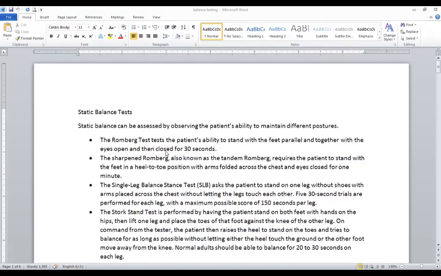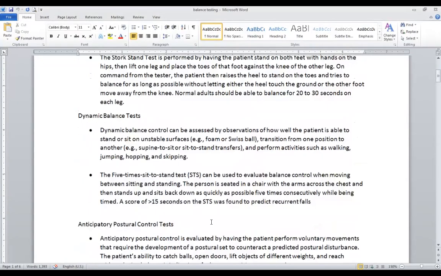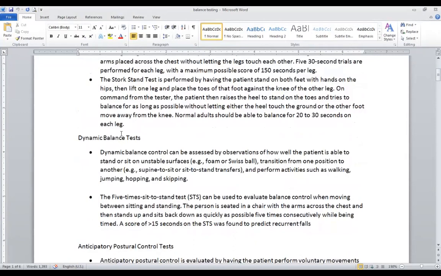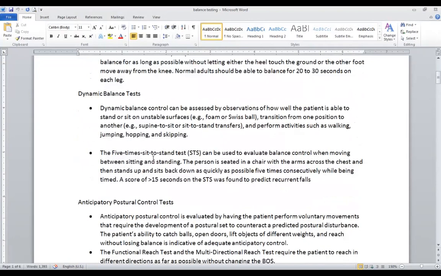Then for the dynamic balance, in any of the above positions, you can make it like a transition from one position to other. So transition from one position to other means you may ask the person to go from sitting to standing, from standing to walking, from walking to stair climbing.